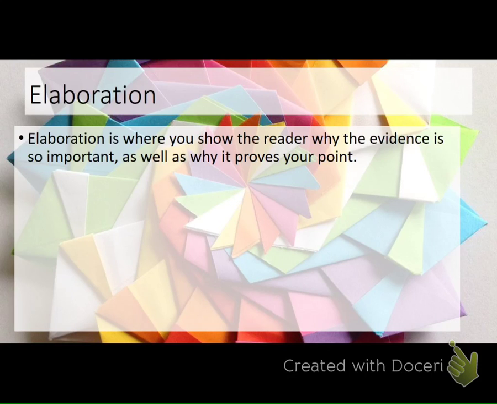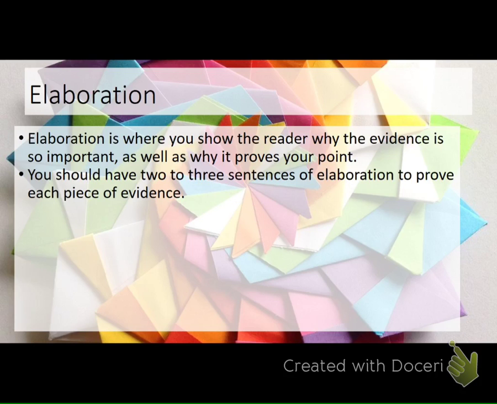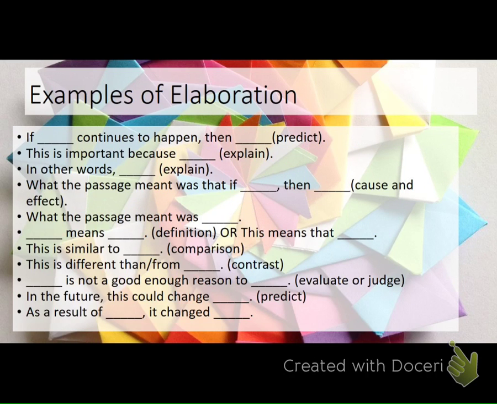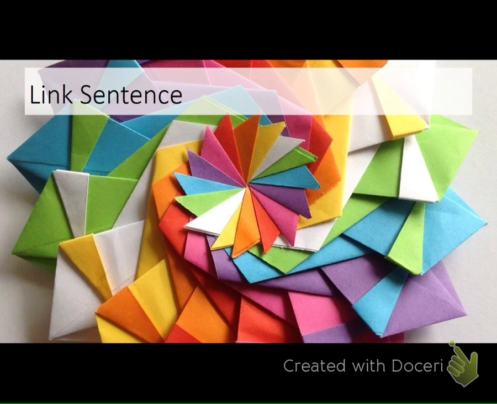Okay? Elaboration. This is where you show the reader why the evidence is so important. This is what you're writing, which means this is the most important part of the essay. You're explaining what your evidence is actually doing. Okay? Here's examples of elaboration sentences. So, all of this is meant to basically just give you ideas.